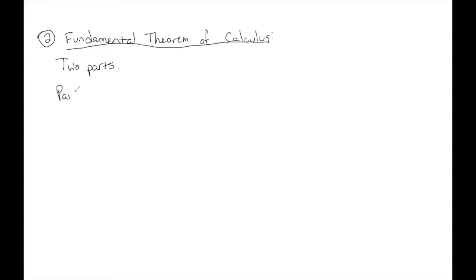So part one. I'll list both parts here, and then I'll only give examples and stuff about part one. Part one says that if I take the derivative with respect to x of the integral from a to x of a function f of t dt, then I get back f with x plugged in. Now, let's think about what this means.